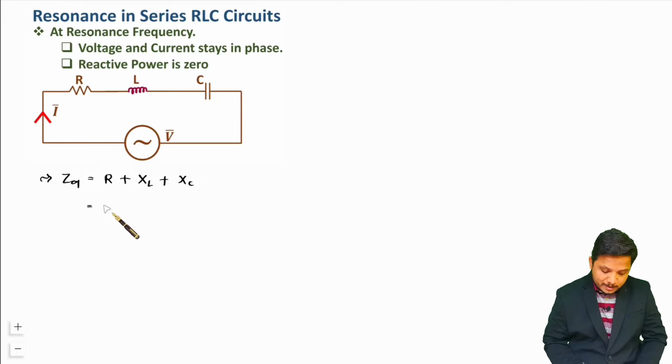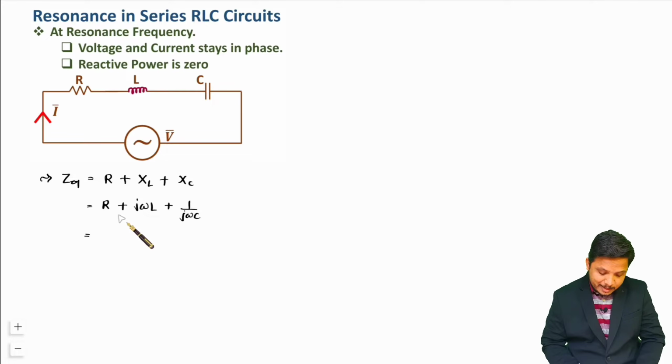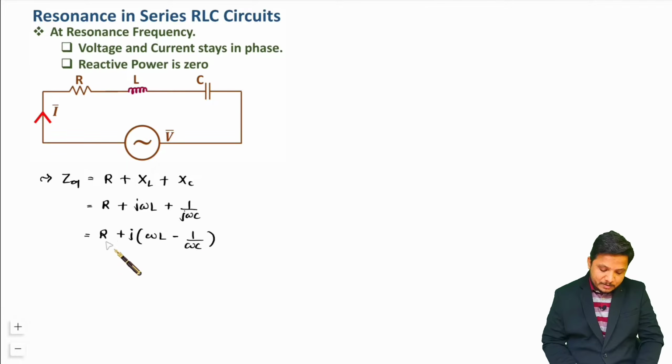Now my dear students, R is a real component only, but with the inductor the impedance will be j omega L, and with the capacitor the impedance will be plus 1 by j omega C. Let us take the real and imaginary parts separately. The real part is R, and if you take plus j common from both of these terms, we will have omega L, and in the numerator j will give minus 1 by omega C. So that is the impedance which we have with this series RLC circuit.